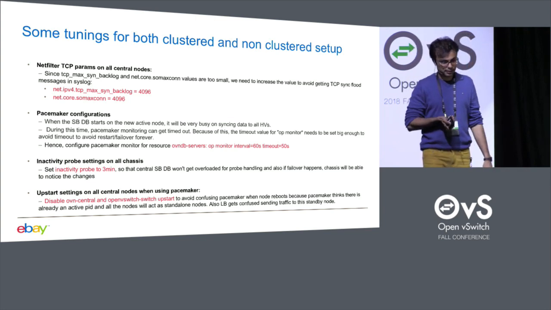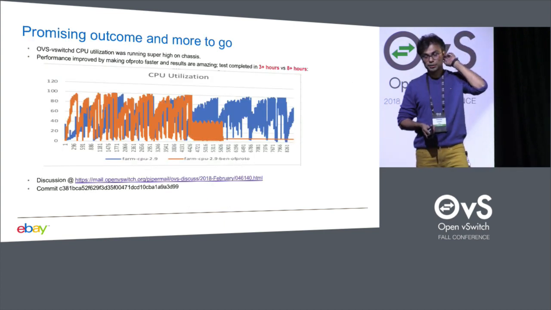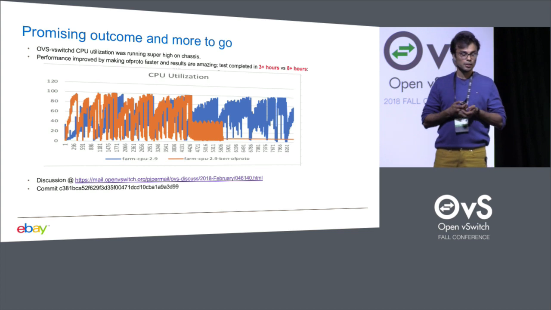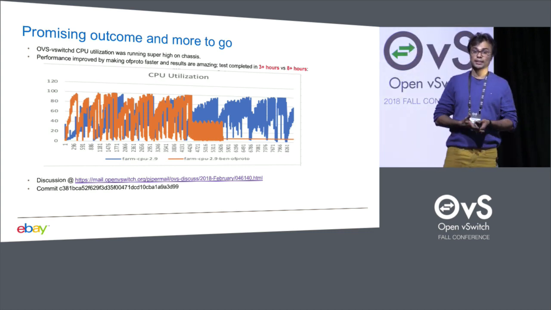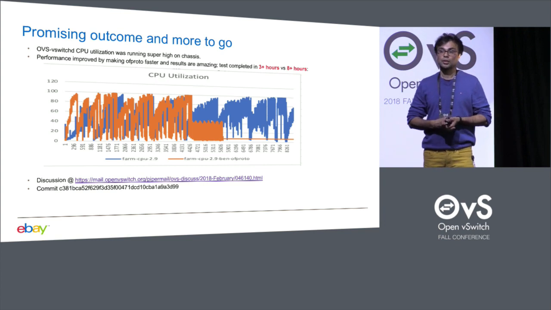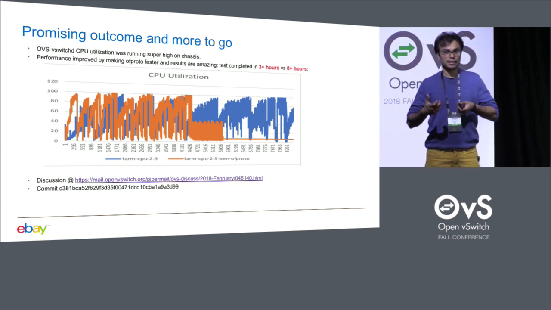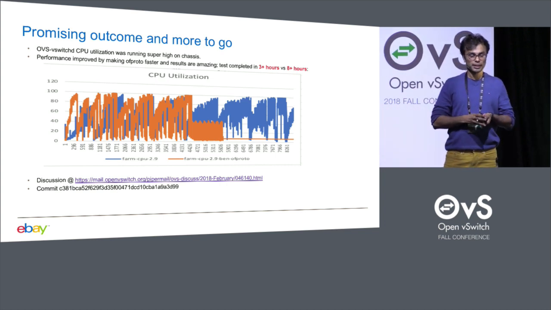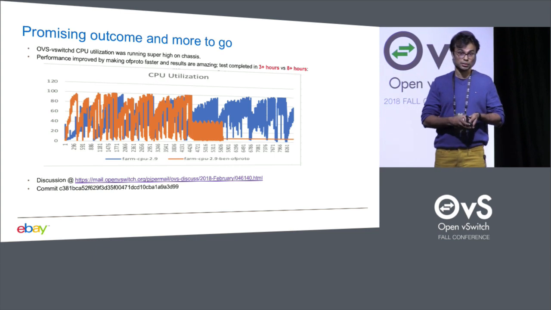So these are some basic things we wanted to share. This was one of the promising outcomes that we fixed with help of upstream. When you are running at scale, the OVS vSwitch on the chassis was running super hot. When you are trying to bind the port and doing wait port up, it was very slow. Basically the whole test completed in 8+ hours.